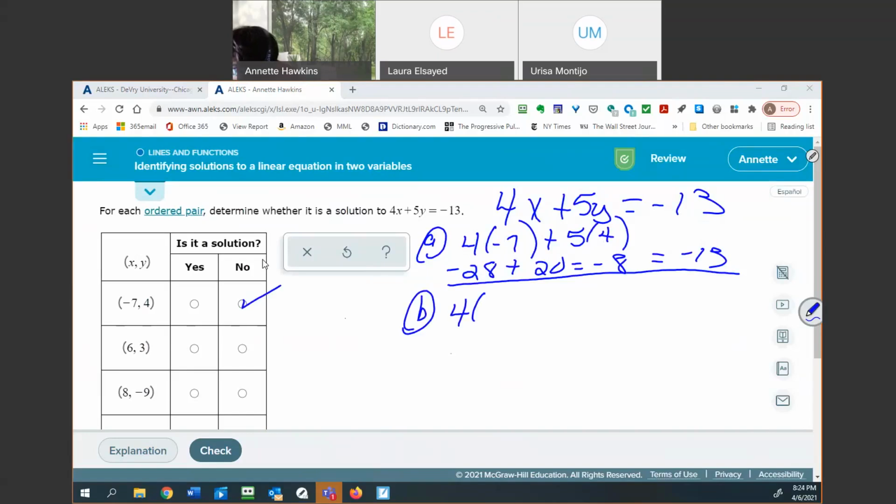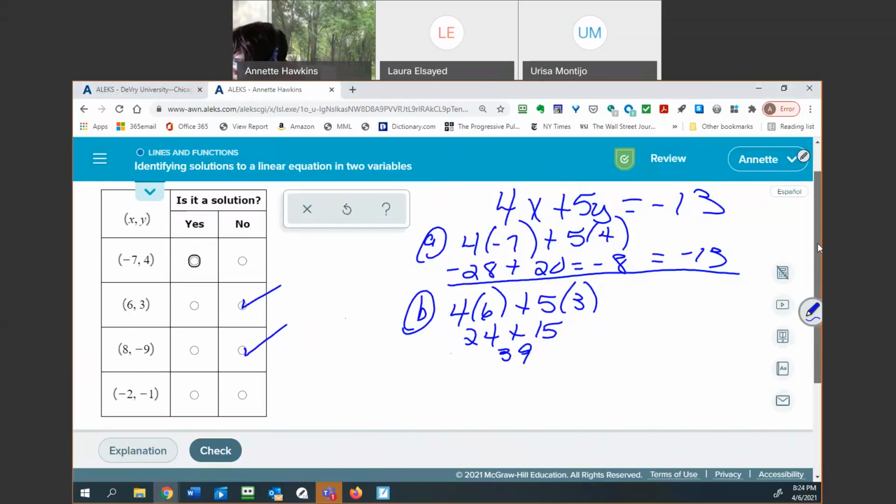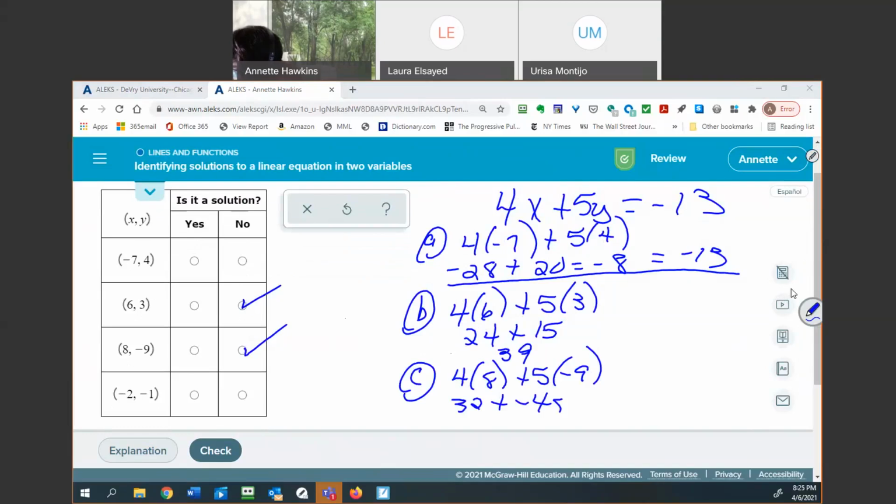Okay. Let's go to B. X is 6 and y is 3. 24 plus 15, 39. No. Let's go to 8, -9. 4 times 8 plus 5 times -9. 4 times 8 gives me 32. 5 times -9 is -45. 32 plus -45 is -13. Yes.